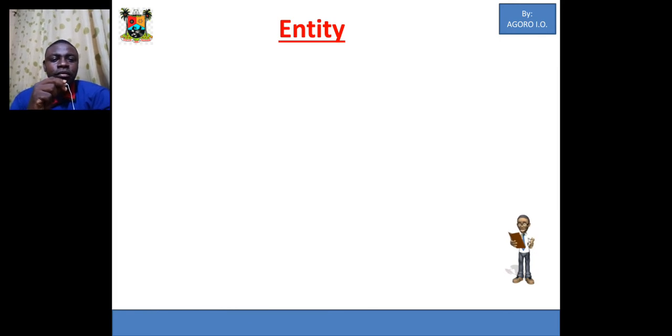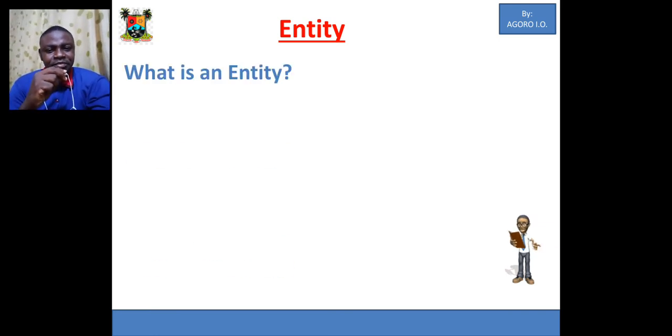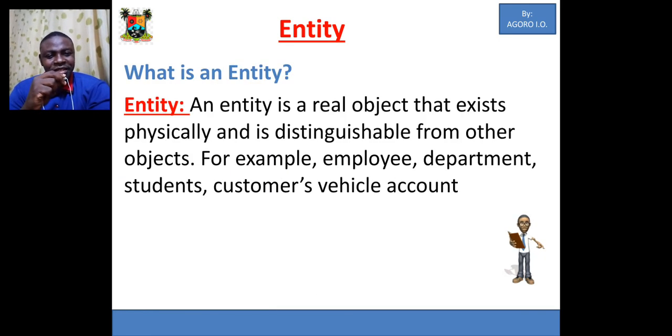What do you understand by entity? An entity is a real object that exists physically and is distinguishable from other objects. For example, employee, department, students, customer, vehicle, account.